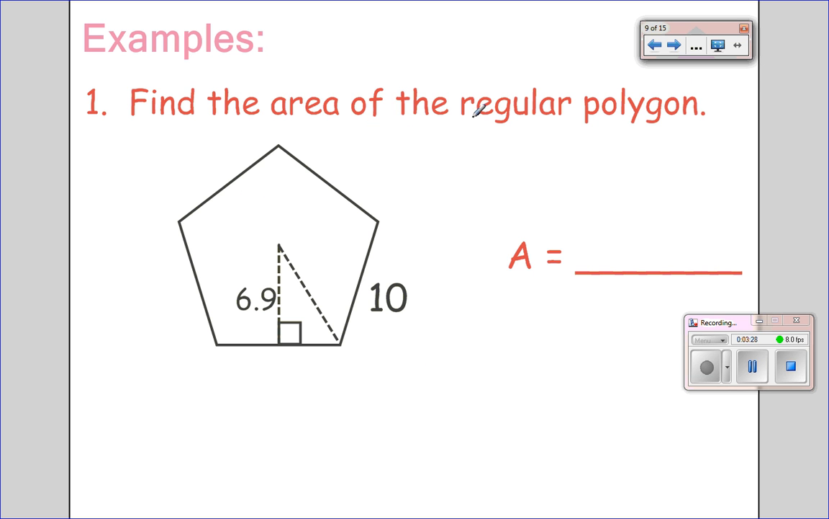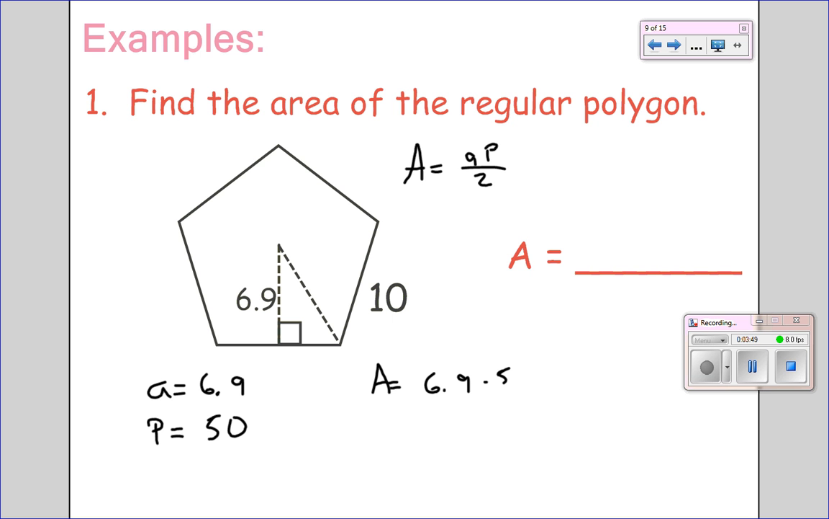All right, so let's try some problems. Find the area of the regular polygon. So A equals AP over 2. Well, the apothem A equals 6.9. P equals, let's see, there are 5 sides of 10. So 5 times 10 is 50. So the area equals 6.9 times 50 divided by 2. So now you want to plug that in and figure out what that quantity equals. When you plug in 6.9 times 50, you get 345, divide that by 2, gives you 172.5.